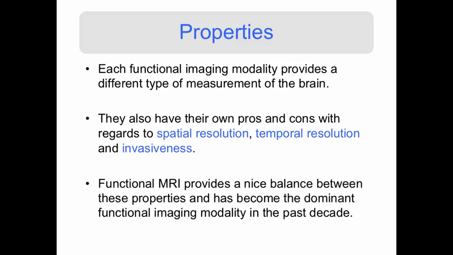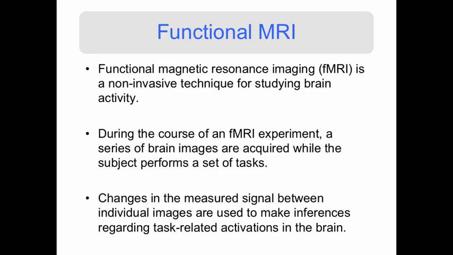Functional MRI provides a nice balance between these properties and has become the dominant functional imaging modality in the past decade. So functional magnetic resonance imaging is a non-invasive technique for studying brain activation, and during the course of an fMRI experiment, a series of brain images are acquired while the subject performs tasks. Now, changes in the measured signal between individual images are then used to make inferences regarding task-related activations in the brain.